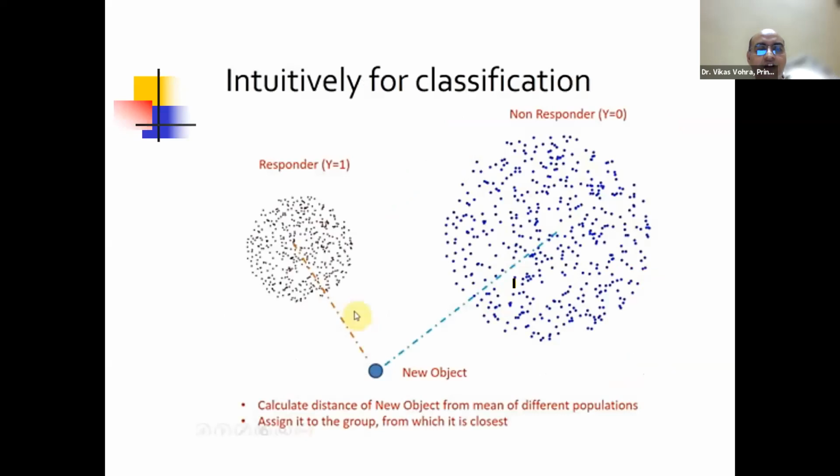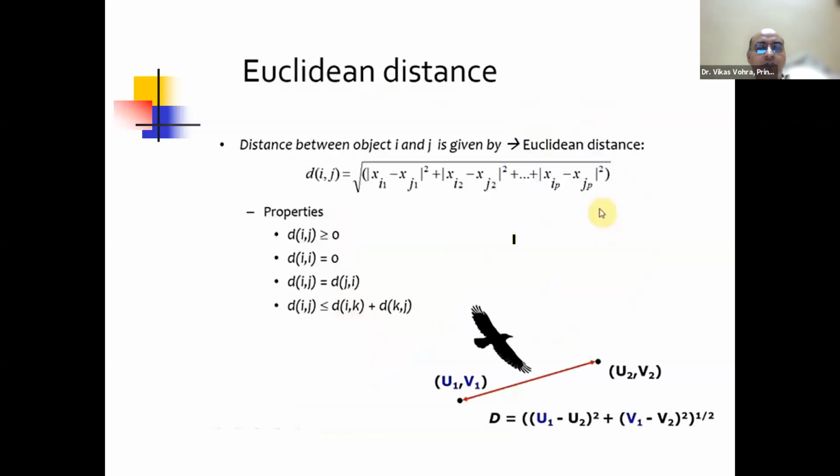And based on this d square, you can classify a new subject, whether it will go to the responder group or the non-responder group. So you take some traits, you have the mean of this group and the mean of that group, and you see which distance is smaller. The smaller the d square, the more that point belongs to that group. If this distance is smaller, the new object belongs to this group. So this is how you calculate the distance.